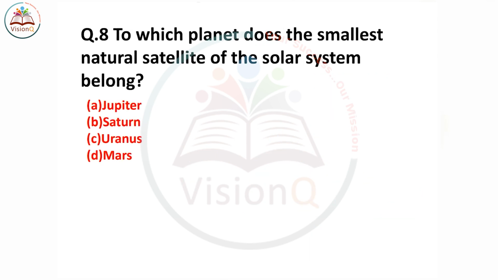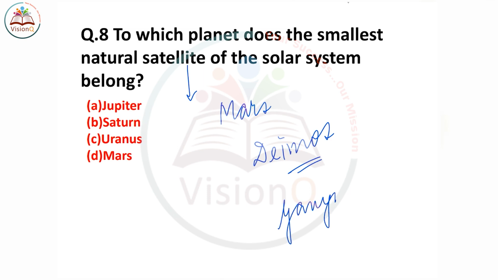To which planet does the smallest natural satellite of our solar system belong? Now, the smallest natural satellite or the smallest moon is the moon of Mars, the Mars planet, which is known as Deimos. And the largest natural satellite is Jupiter's moon, which is known as Ganymede. So if I talk about the smallest satellite, which is Deimos, it basically belongs to Mars.